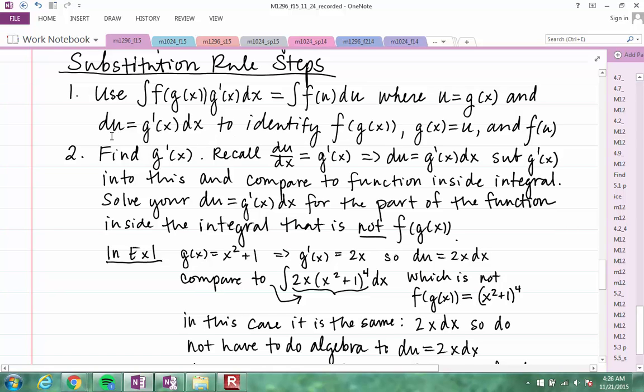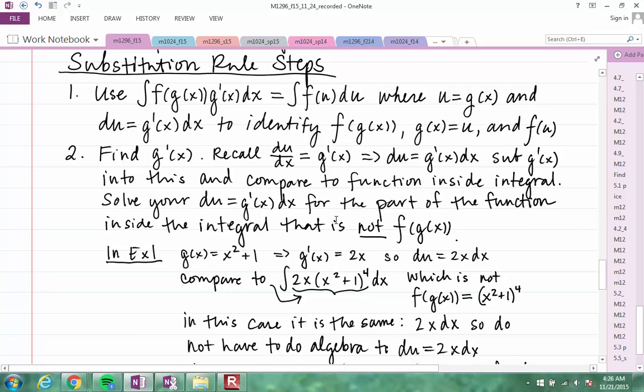Then you find the du by just taking the derivative of the g of x. It's du over dx in Leibniz notation, if you want to do it that way, and then you pull over the dx, that's how you find du. Now, you have to compare that to your actual integral and see if it's there. And that's getting into step 2.